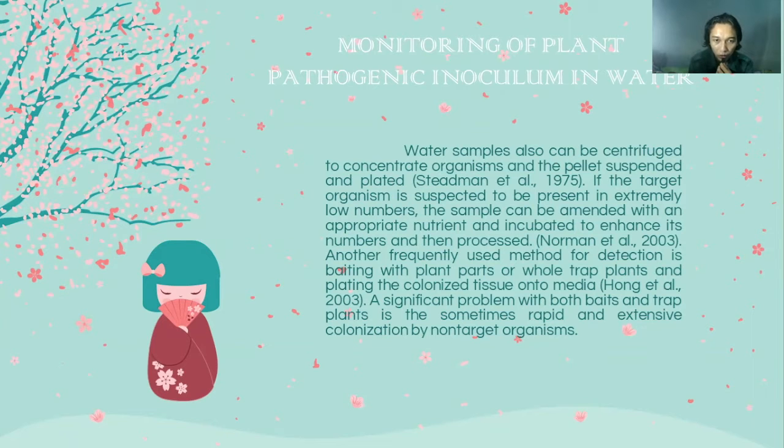frequently used method for detection is baiting with plant parts or whole trap plants and planting the colonized tissue onto media. A significant problem with both bait and trap plants is the sometimes rapid and extensive colonization by non-target organisms.